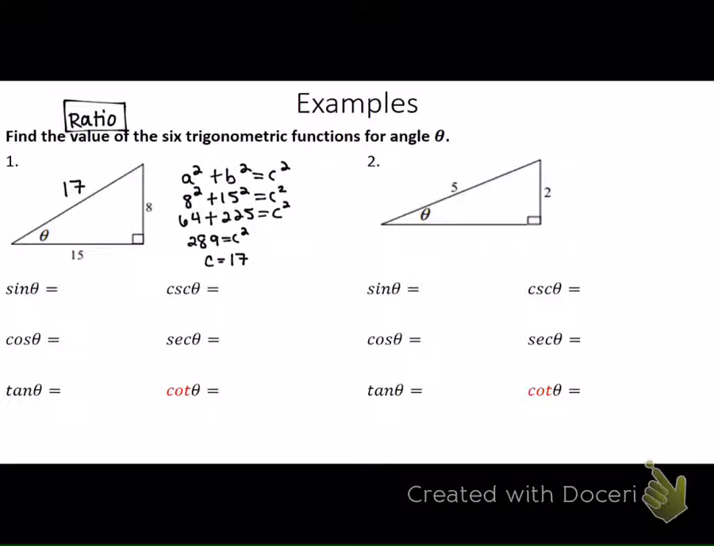Now we need to label opposite, adjacent, and hypotenuse. The easiest one to label first is the hypotenuse. So Desiree, which one is the hypotenuse? 15, 8, or 17? So this is my hypotenuse.